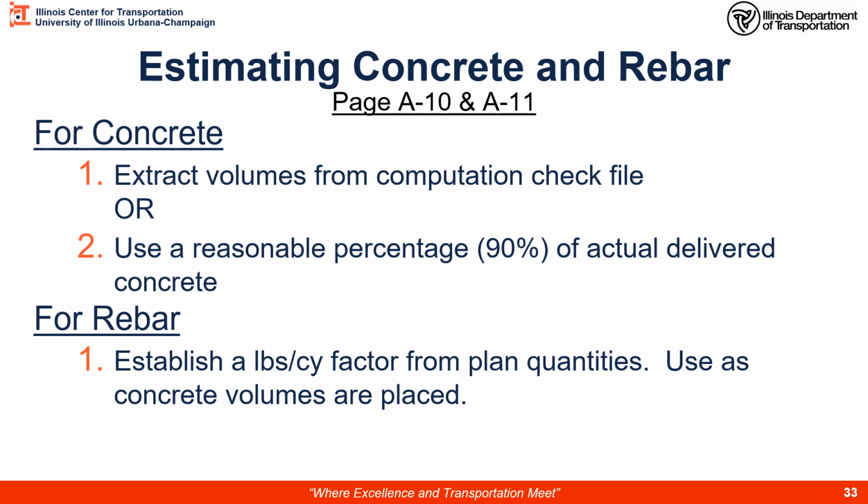For the rebar, we're going to establish a rebar factor in pounds of rebar per cubic yard of concrete that are within the structure that we're creating. We can get this from the planned quantities that we've already checked and calculated. We use the concrete volumes as the one that's placed and then multiply that 90% times our delivered amount. Then we multiply by this factor. That'll give us the pounds of rebar. Let's show you an example.